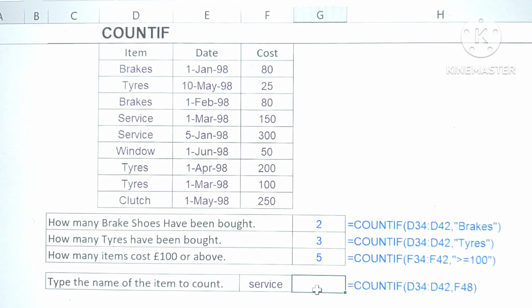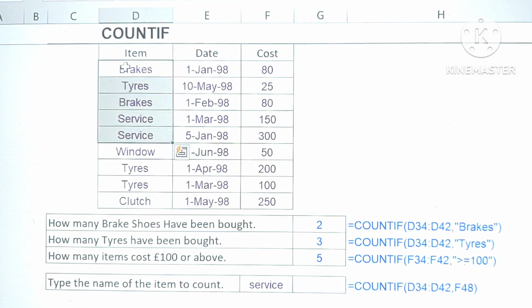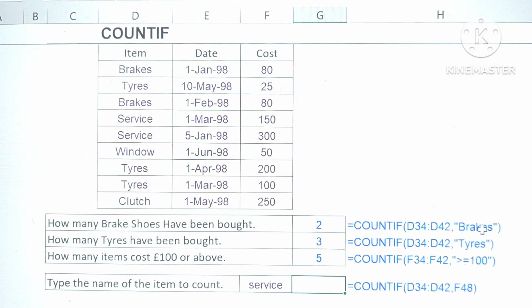Okay, so now let's identify the value again from the text column based on text from this item column. But now instead of providing what we are looking for in a formula, like brakes or tires in double inverted commas, I just mention here what I need to look for. So I will select this cell instead of typing manually there.